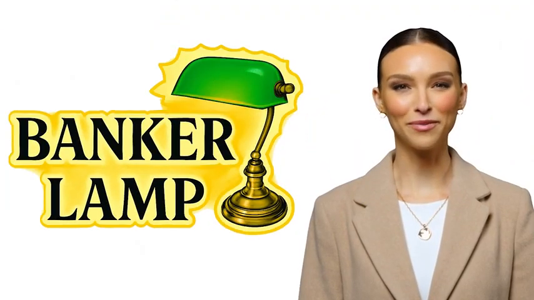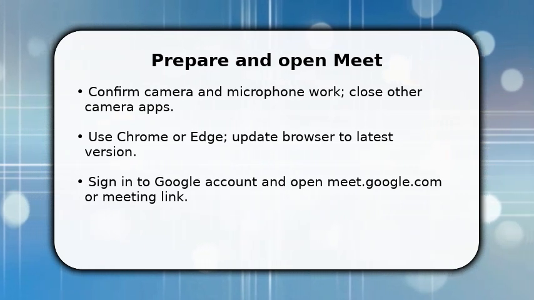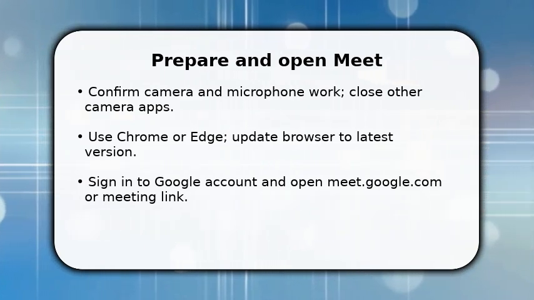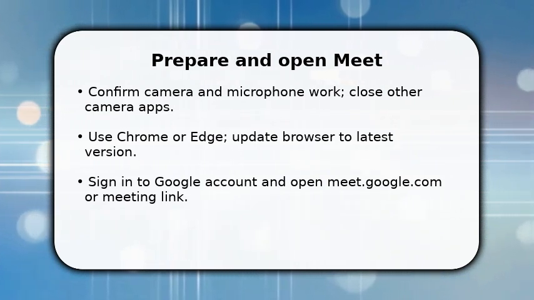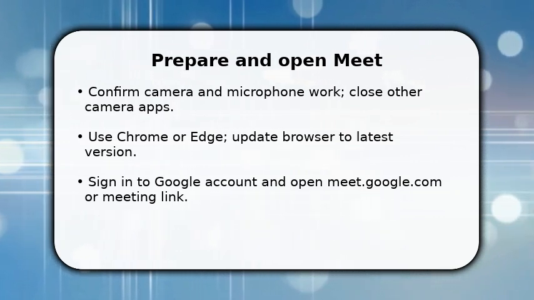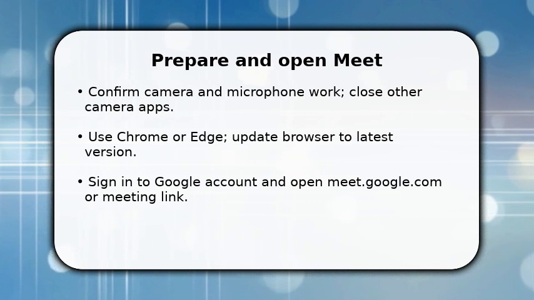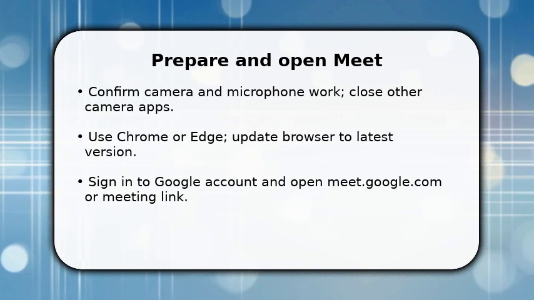Please enjoy the video. You start by preparing the environment and launching Google Meet. Check that your camera and mic are not used by another app, because exclusive access blocks effects. Once done, open Chrome or Edge and make sure the browser is updated so background features are available. Sign into your Google account and join the meeting or click the meeting link.